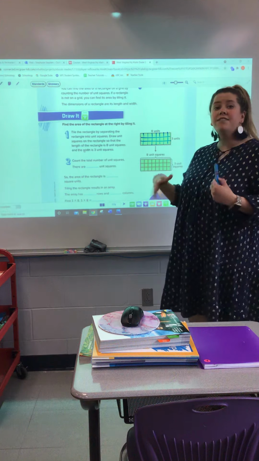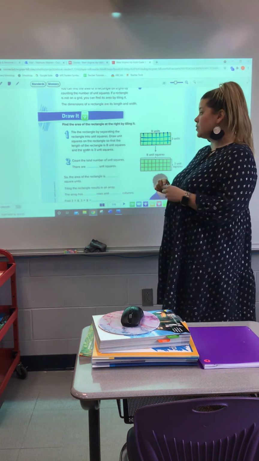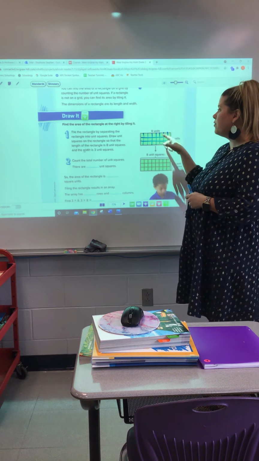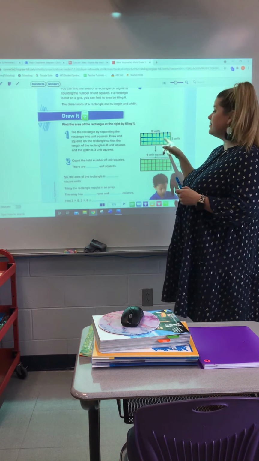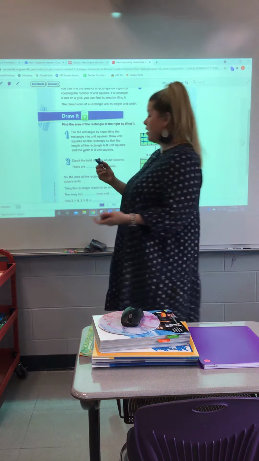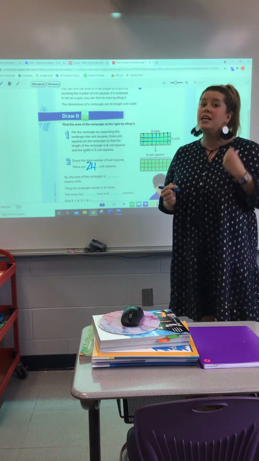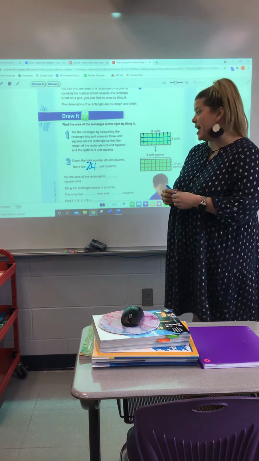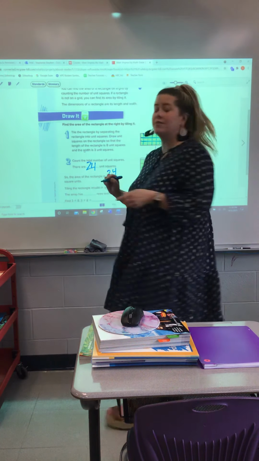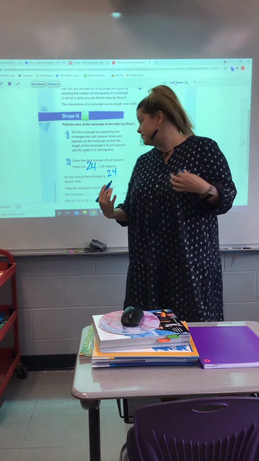Okay? Then to figure out the area of the shape, you count the total number of unit squares. So 1, 2, 3, 4, 5, 6, 7, 8, 9, 10, 11, 12, 13, 14, 15, 16, 17, 18, 19, 20, 21, 22, 23, 24. So after we tiled that shape, there were 24 unit squares, okay? So that means that the area is 24 square units, okay? However many squares are inside of a shape is the area.